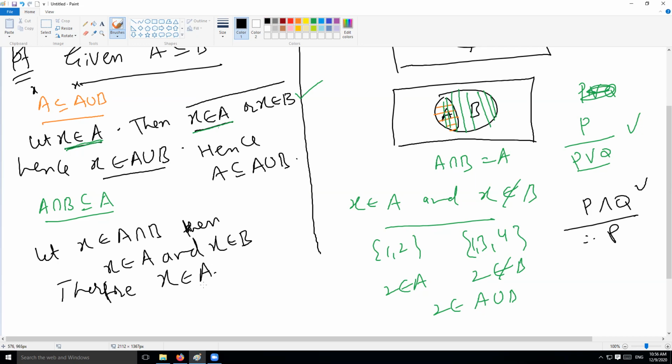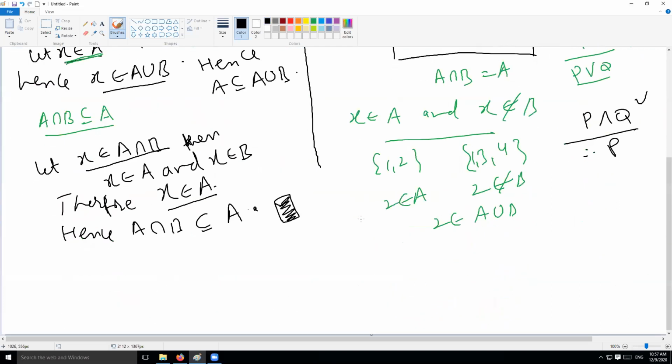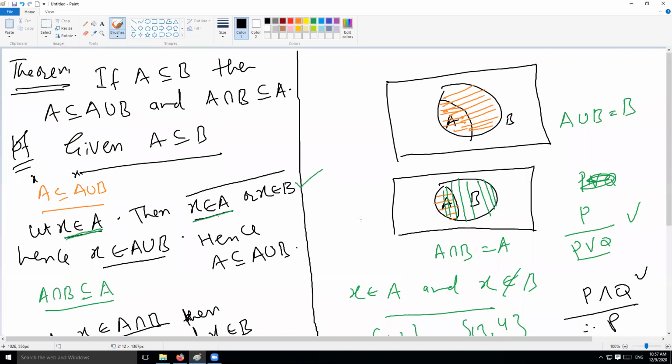So you picked an element from A intersection B and you proved that that element belongs to A. So you're going to say hence A intersection B is a subset of A actually. Okay, so both parts are true, and this completes the proof. So this looks like a trivial result, but there are things that you have to carefully think about actually.